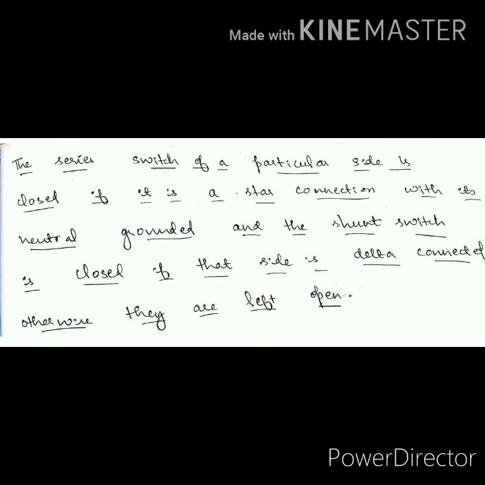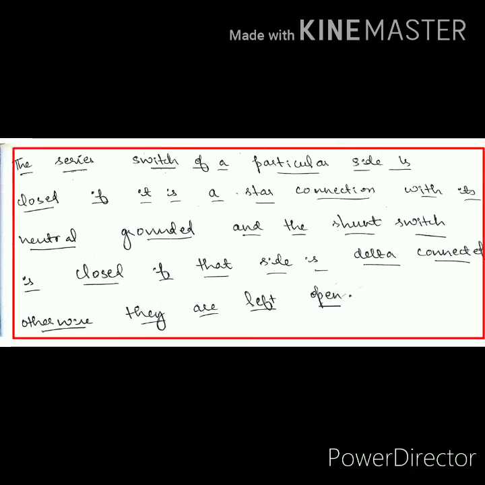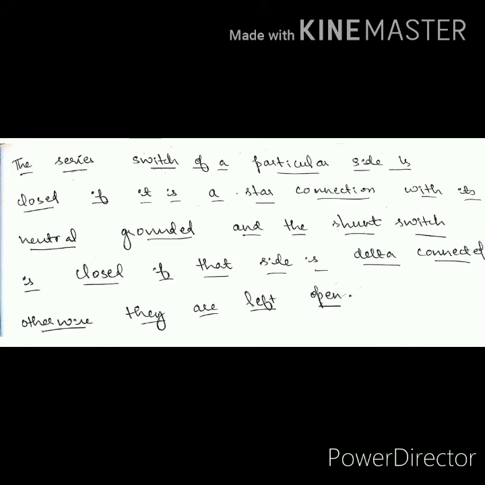And next you can see the underlined sentences are given. So this is very, very important. Based on this condition, we are drawing the zero sequence network. That is, the series switch of a particular side is closed if it is a star connection with its neutral grounded, and the shunt switch is closed if that side is delta connected. Otherwise, they are left open. Now, with some examples, we will see this.